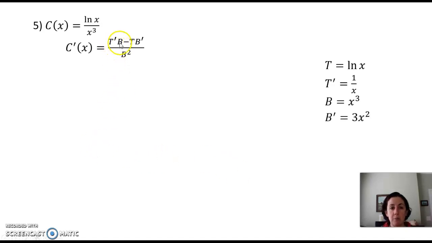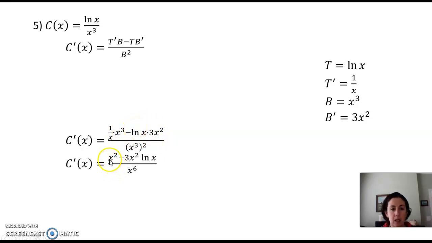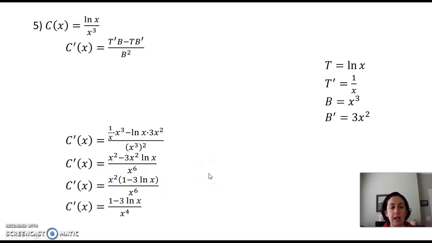So now we have t prime, b, t, b prime, and b. We can plug those all into our formula. The derivative of the top times the bottom minus the top times the derivative of the bottom all over the bottom squared. Now let's simplify this a little. This x and one of these x's is going to cancel here, and I'm just going to switch these. I'm going to pull this 3x squared out front. Now both of these have an x squared here. I'm going to pull one of those x squareds out. X cubed squared becomes x to the 6th, and I have 2 x's up here and 6 x's down there. 2 of them are going to cancel, and I get a final answer of 1 minus 3 times the natural log of x all over x to the 4th.